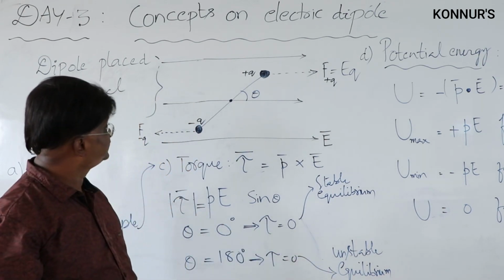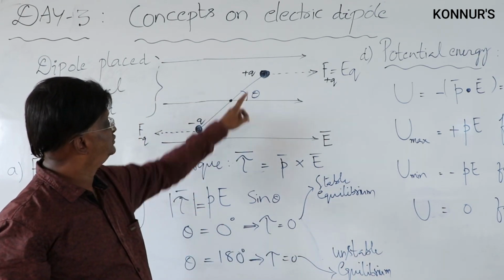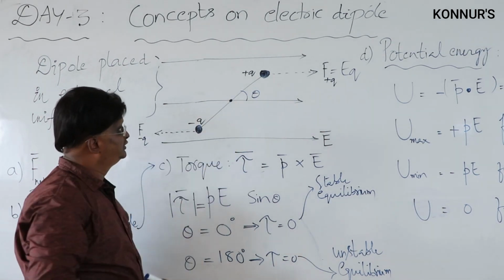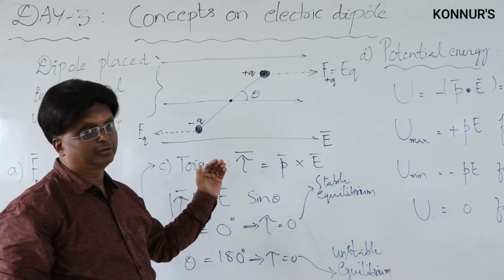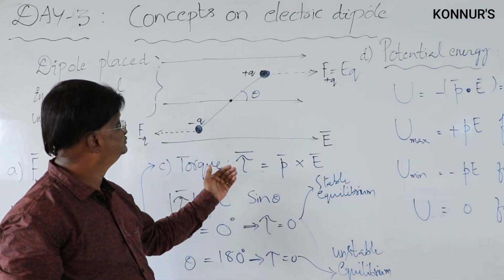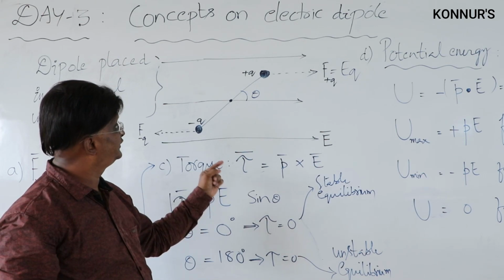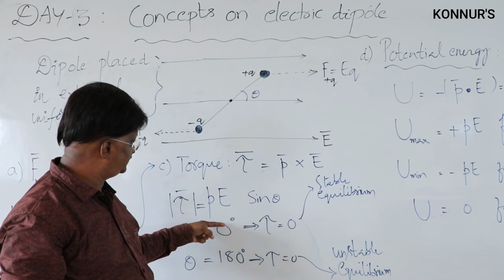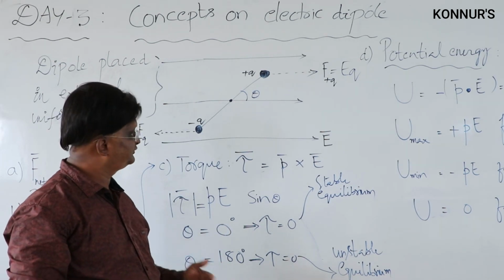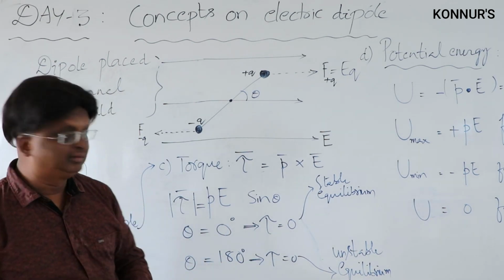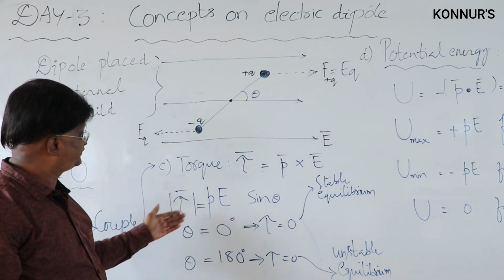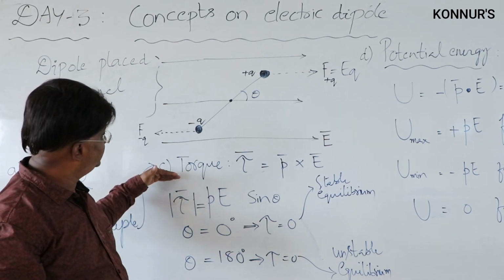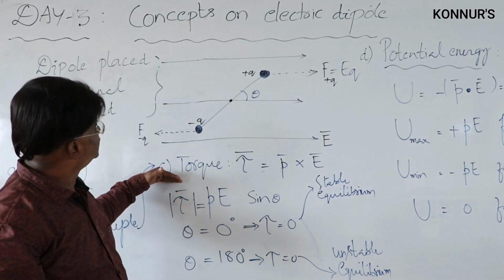And of course, for theta equal to 90, that is, if we place the dipole at right angles to the electric field, torque becomes maximum. So maximum torque for theta equal to 90 degrees, and the minimum, that is 0, for the two cases of 0 degrees and 180 degrees. For any other different angles that are given, you can just substitute and get your answers, right? So this is one important point for dipole.